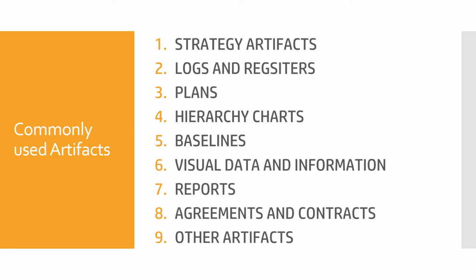Right. PMBOK 7 talks about certain commonly used artifacts, which are different outputs at the different stages of the project. There are 9 categories of artifacts that PMBOK 7 talks about. They are strategy artifacts, logs, registers, plans, hierarchy charts, baselines, visual data and information, reports, agreements and contracts, and other artifacts, right?